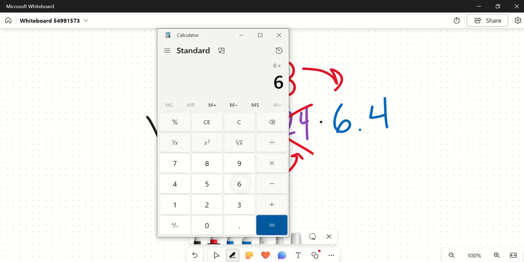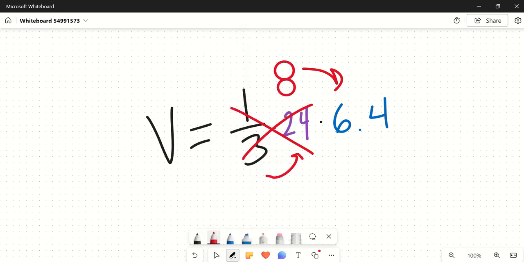8 times 6.4 still is 51.2. So either one of those was fine. I see Elbow in the back nodding. That's what you guys did, right? No? No, we just did 24 times 6.4 and then divided by 3. Okay. So either one of these methods works. This is why I taught you guys both.